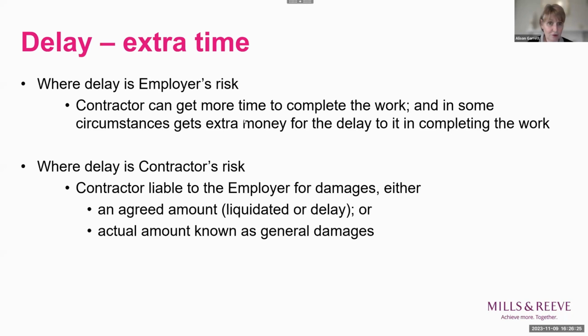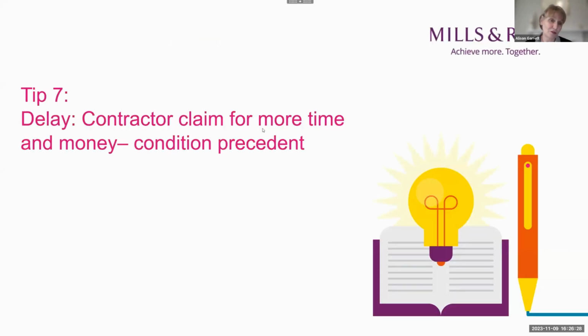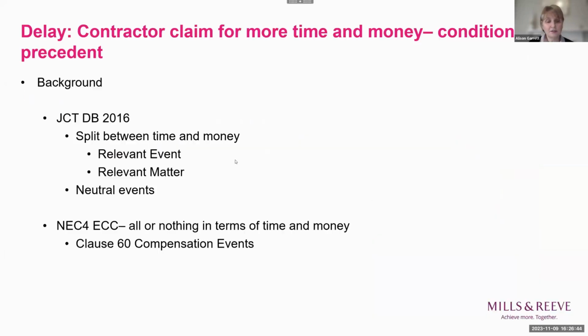Turning to my next top tip, this is more contractor focused. And here I'm looking at condition precedents that are sometimes set for contractors to be able to claim for more time and money as a result of delay. So by way of background, I'm just going to try and explain how the JCT DB 2016, and indeed a number of other JCT forms of contract, deal with time and money as a result of delay, and compare it with NEC4, partly as a reminder to you all.